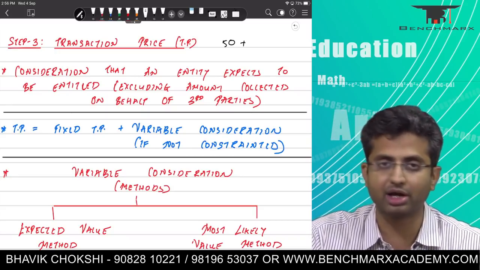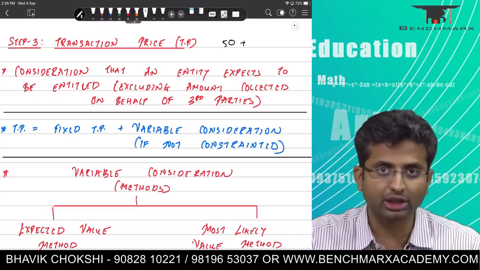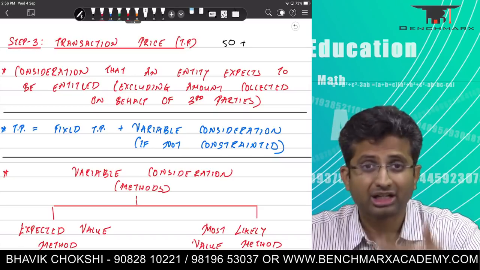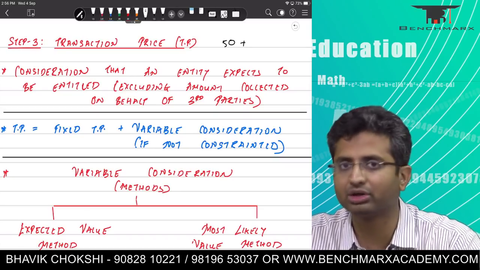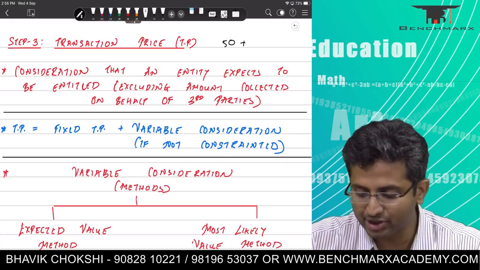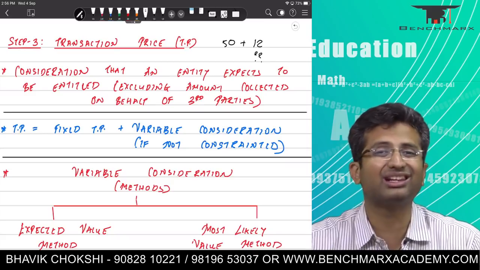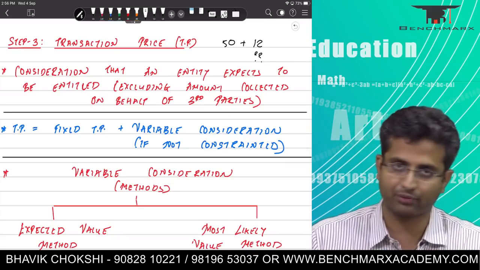Now the old accounting standards followed conservatism and prudence, and hence they would not include the extra 12 till the time it is virtually certain that the bonus is going to be earned. Now Ind AS on the other hand makes the principle a slightly different principle, and it says, should you include that extra 12 of performance bonus?